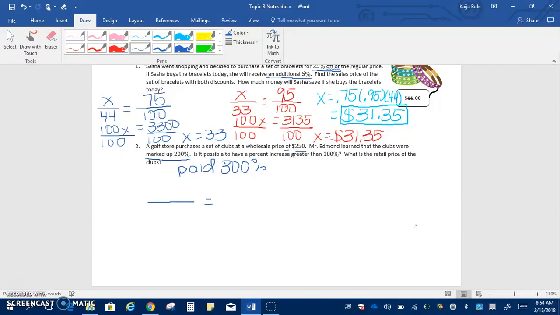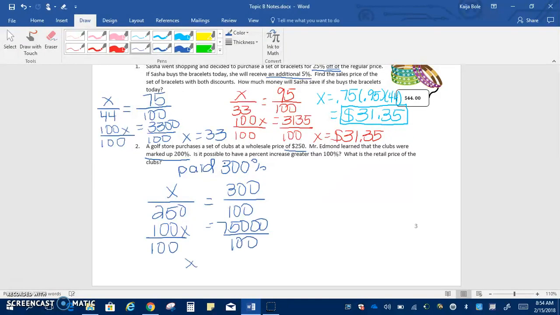So if we set up our proportion here, this is 100. We know we paid 300%, so that goes up here. The original cost was $250. We're looking for how much they paid. So we have 100x equals 75,000. Divide by 100. X equals 750. Alright? If you were to do it using the equation, you would have x equals 250 times just 3 when you change that into a decimal, and you still get 750. So the retail price would be $750.